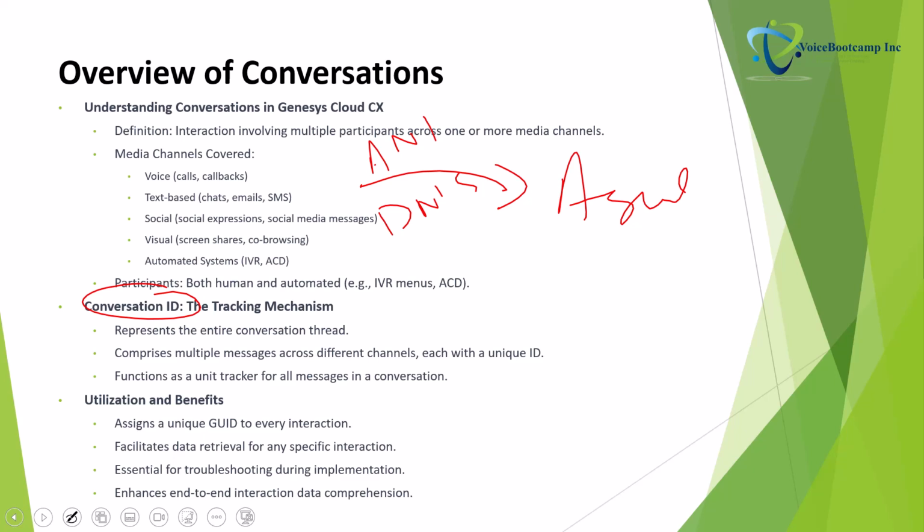Now in the case of email and messages, the conversation is made up of multiple messages. For example, an individual email, SMS message, Facebook Messenger message, and so on. Each has its own ID, but is tracked as a unit using the conversation ID.